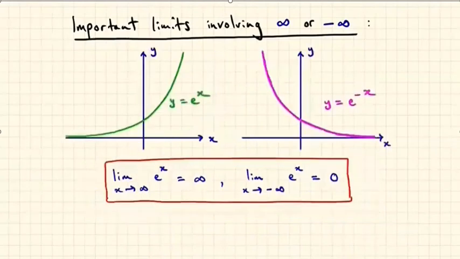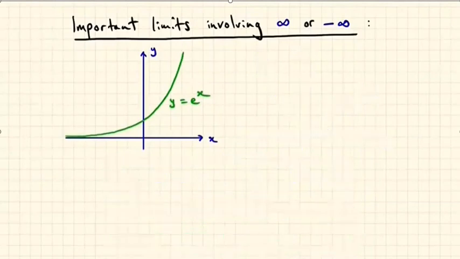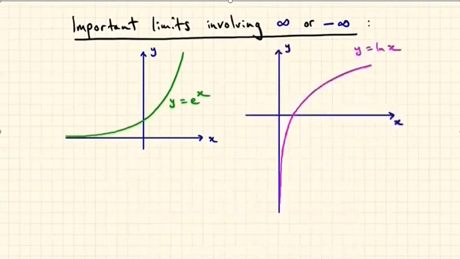If we reflect this curve in the y-axis, we get the curve y equals e to the minus x, and we get the corresponding limit statements, which are mirror images of the two. If we reflect the curve y equals e to the x in the line y equals x, then we invert the function and get the natural logarithm.